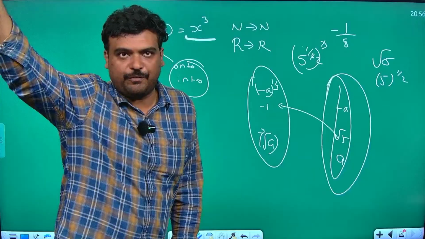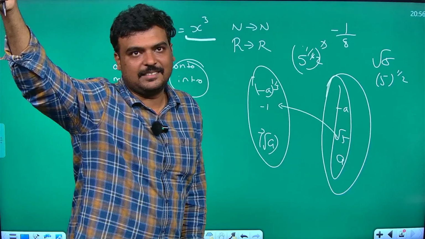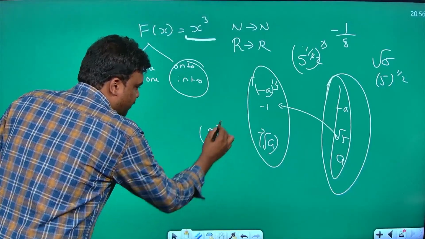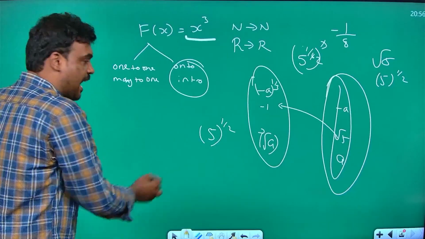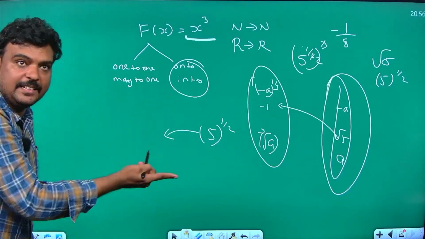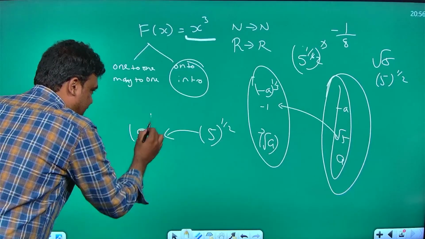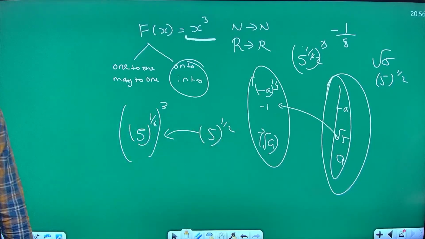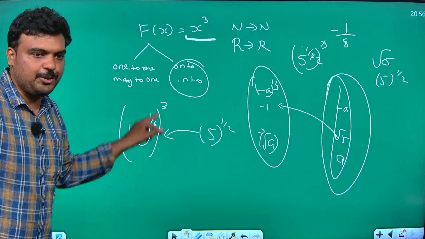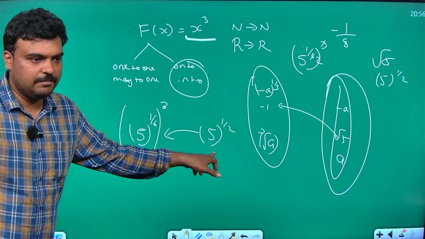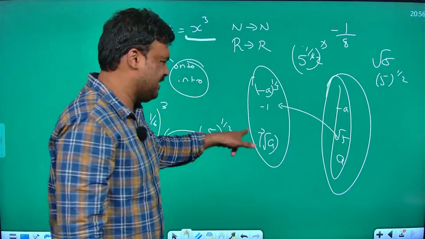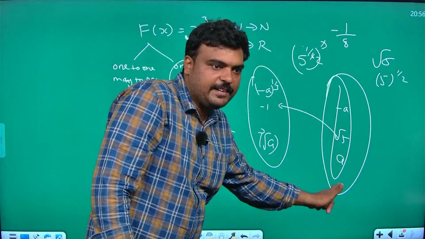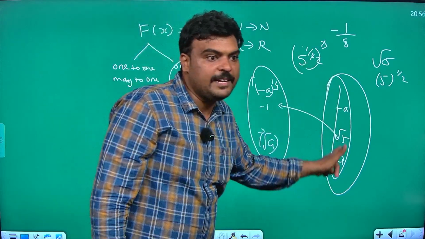√5 is 5 to the power of 1/2. I want this to be obtained after cubing. So I'll take 5 to the power of 1/6. If I cube 5 to the power of 1/6, I'll get 5 to the power of 1/2, which is the 6th root of 5 cubed, that is, the square root of 5. Are you getting it? You can feel that all the real numbers are mapped. All the real numbers are mapped.